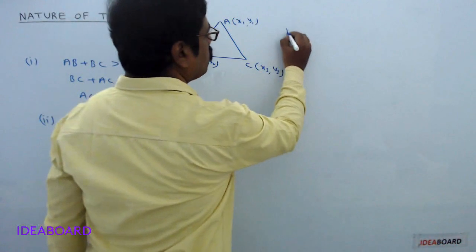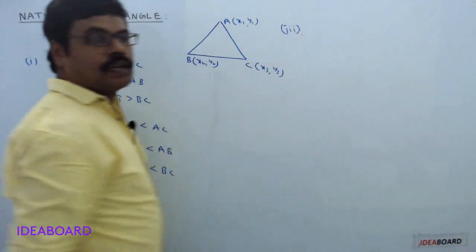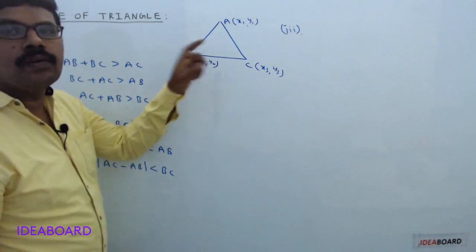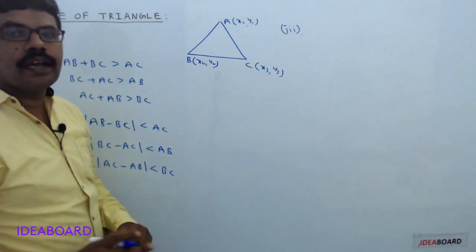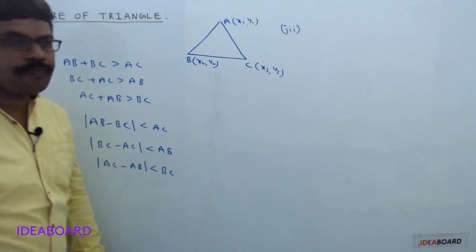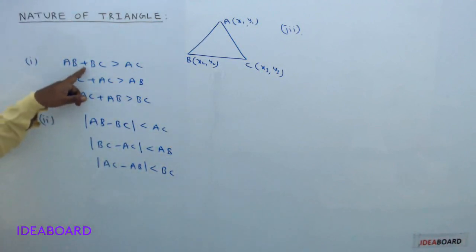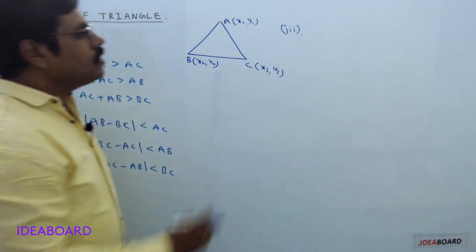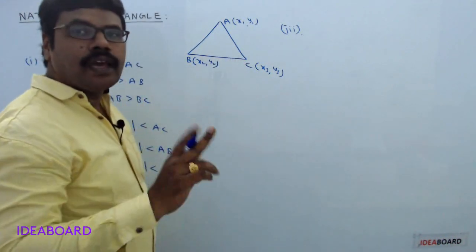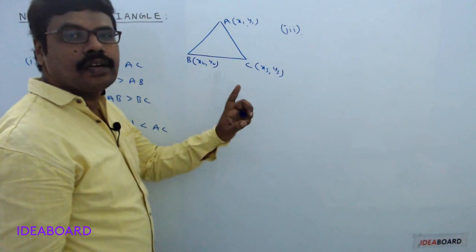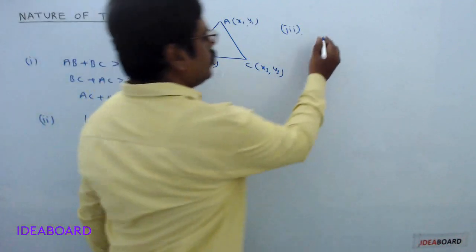Now come to another property. Suppose the sum of the lengths of any two sides is equal to the third side. Then we say that the points A, B, C are collinear points. Here, what is the first property? Sum of any two sides is greater than the third side. Here, the difference of any two sides is less than the third side. Then the third one is, if the sum of any two sides is equal to the third side, then the points A, B, C are said to be collinear points.